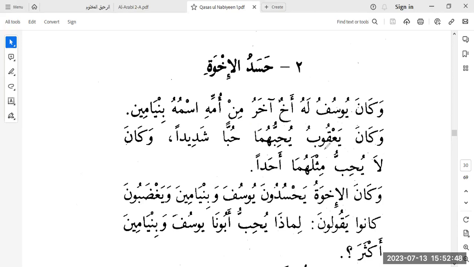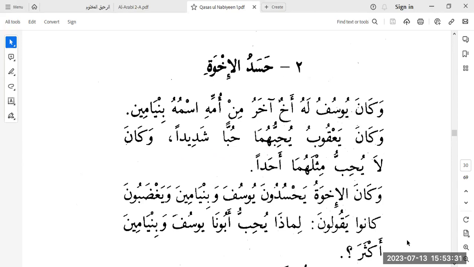وَكَانَ يَعْقُوبُ يُحِبُّهُمَا. So dual pronoun. أحب يحب يحبهما حبا شديدا. So this is maf'ul mutlaq here. Yuhibbuhuma means to love. So he's saying, Yaqub alayhi salam would love both of them, two of them, hubban shadidan, intensely. وَكَانَ لَا يُحِبُّ مِثْلَهُمَا أَحَدًا. And he would not love anyone like them. La yuhibbu mithluhuma. So he didn't love anyone the way he loved them. So he loved them intensely.